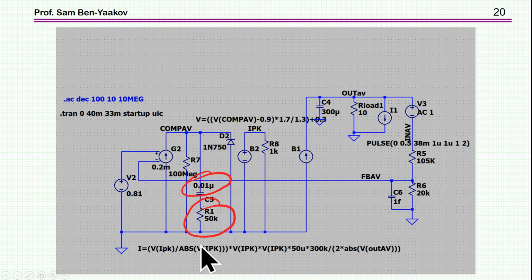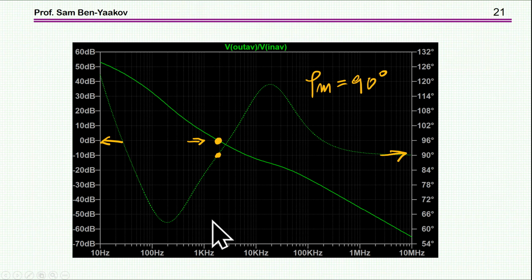Okay? So now I've modified this compensation network by adding a 50 kilo ohm resistor, which makes it a lag-lead, or a type 2 compensator. And in this case, here is now the loop gain again. Now the crossover is here. This is, well, 1.5 kilohertz perhaps.